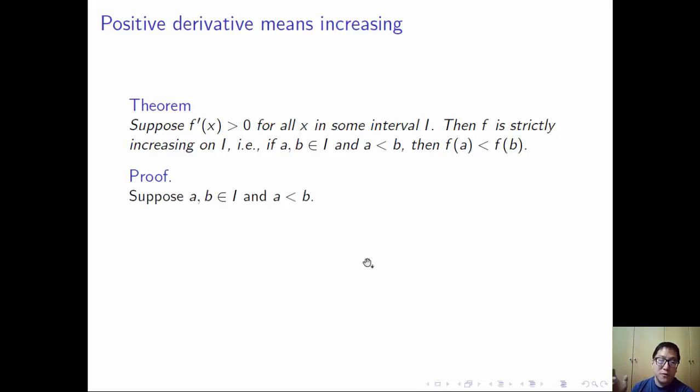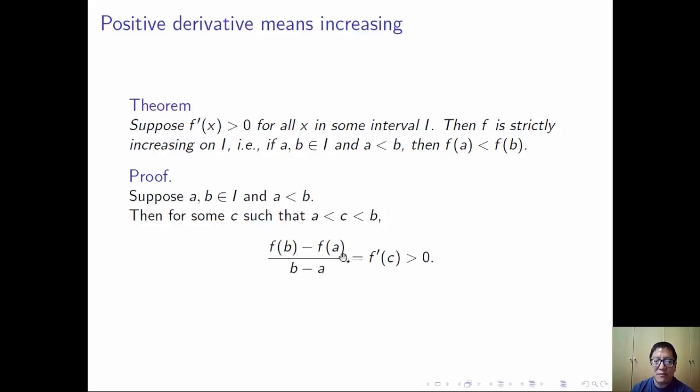So proof, well, suppose we have 2 points a, b in I, and a is less than b. Then again, applying the mean value theorem to the closed interval [a, b], we see that for some c such that a is less than c is less than b, (f(b) - f(a))/(b - a) is equal to f prime of c, which by assumption is greater than 0. Remember, we're always assuming that this derivative value is positive. And so, multiplying both sides by b minus a, f(b) minus f(a) is positive, which means that f(b) is greater than f(a). So there we go.